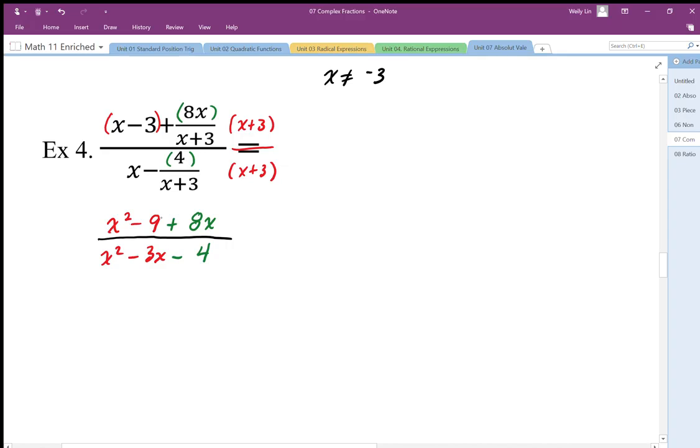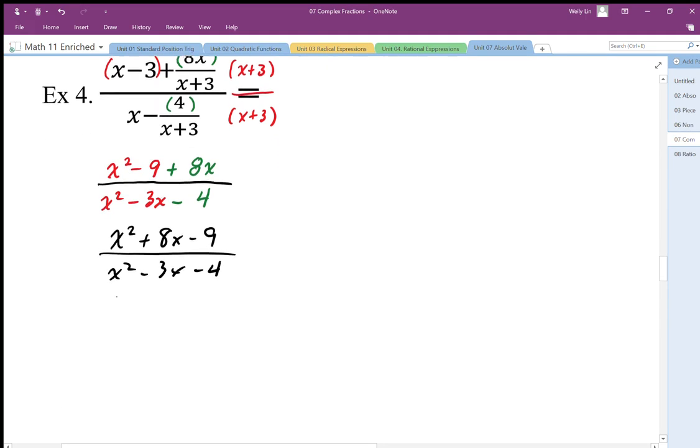So now I need to rearrange this because I'm going to end up with a factorable quadratic in the numerator, and I have a factorable quadratic in the denominator. I'm going to rewrite this first. X squared plus 8x minus 9. X squared minus 3x minus 4. I'm going to factor plus 9, minus 1.